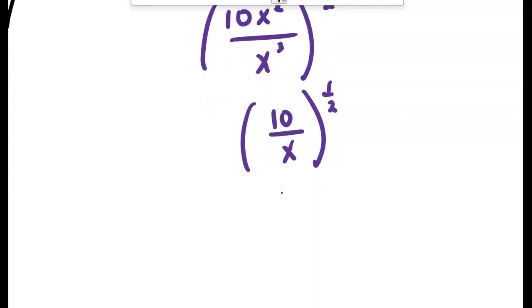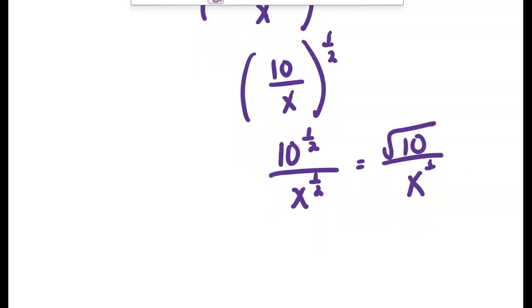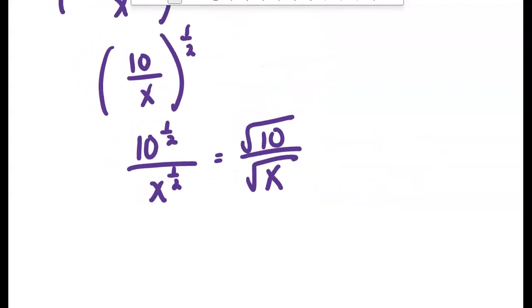So then we get 10 to the 1/2 over what? X to the 1/2, which is the square root of 10 over, now, if I don't want to rationalize, do we keep this as x to the 1/2? Right? But what if someone did this? What do you have to do? Don't we have to rationalize the denominator? What would I multiply in order to rationalize the denominator?